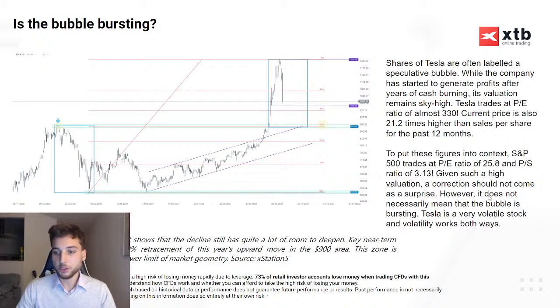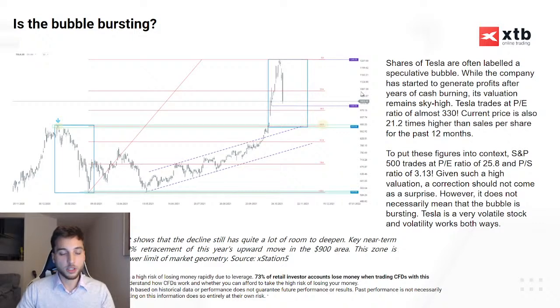Given such high valuation, a correction should not come as a surprise. However, it does not necessarily mean that the bubble is bursting. Tesla is a very volatile stock, and volatility works both ways. So we can see that the price gets pushed down significantly fast and the price gets pushed up very, very fast as well.